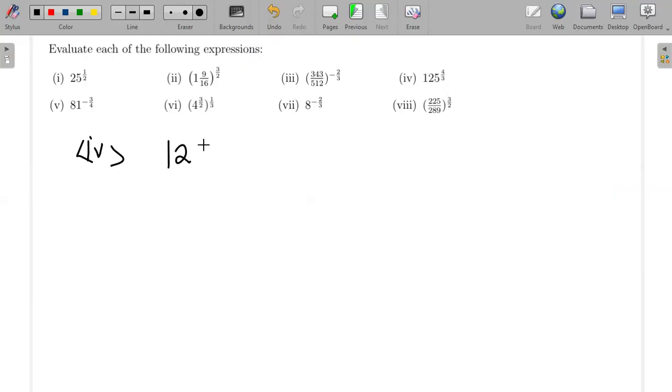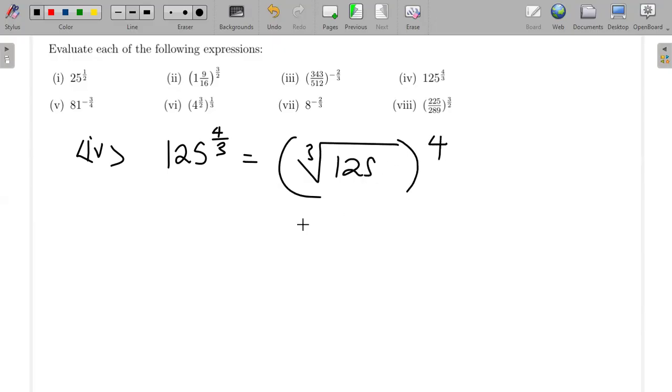It's 125 to the power 4 over 3. This one is very easy. This will just be the cube root of 125, and then I raise this to power 4. So what is the cube root of 125?